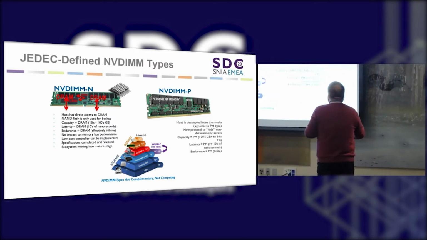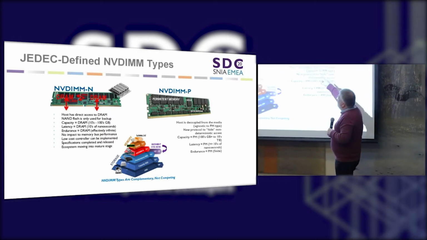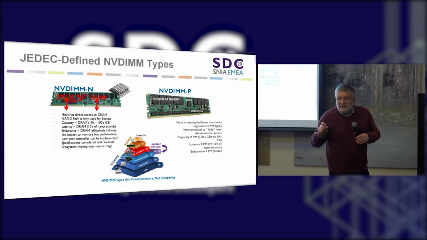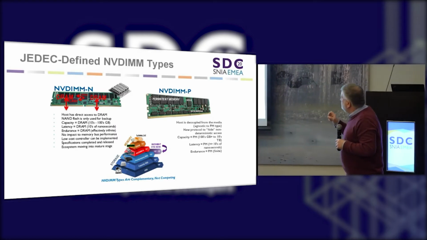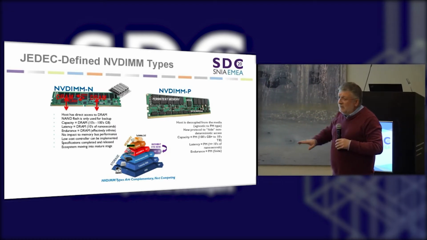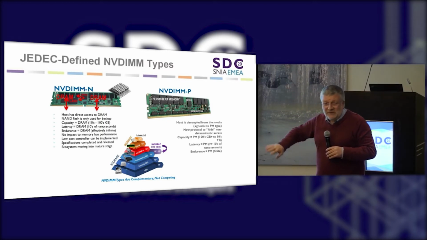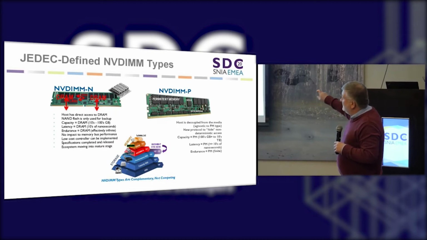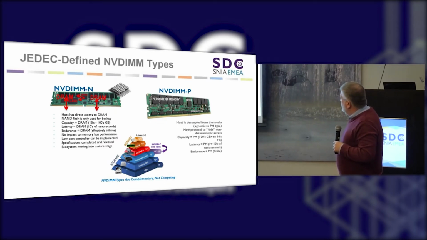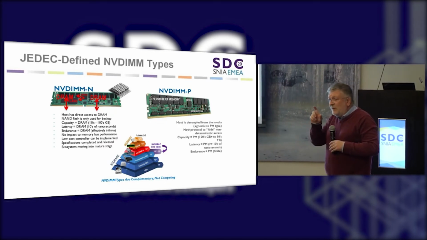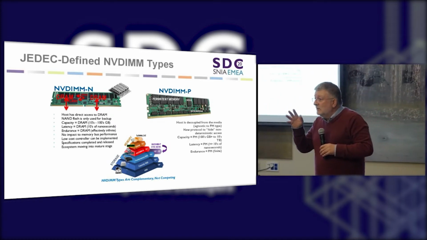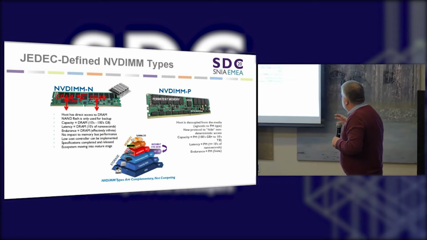NVDIMM-P is slightly different. NVDIMM-P talks to the persistent memory, and there are various types, and I'll talk a little bit about some of them in a second. Through a set of data buffers, but those data buffers are not our responsibility, they're the responsibility of that non-volatile DIMM unit. And they've got latency that's a bit larger, 10 to the 1 to 10 to the 2 to 10 to the 3 nanoseconds roughly.